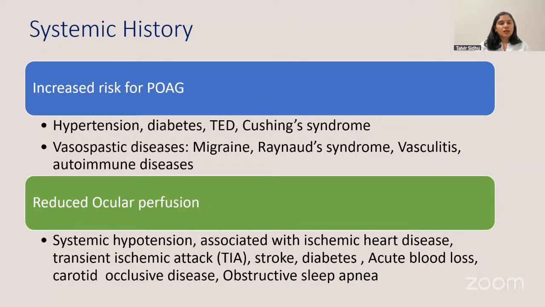Coming to systemic history, it is important to know that there are certain diseases that increase the risk for open angle or other glaucomas. One is hypertension, diabetes, thyroid eye disease, Cushing syndrome. Vasospastic diseases like migraine and Raynaud's are associated with normal tension glaucomas also. Reduced ocular perfusion may be present because of systemic hypotension, because the patient is taking his hypertension medications at night, or due to ischemic heart disease, stroke, acute blood loss, carotid occlusive disease, or even obstructive sleep apnea. So all these things, they need to be elicited in a history for glaucoma.